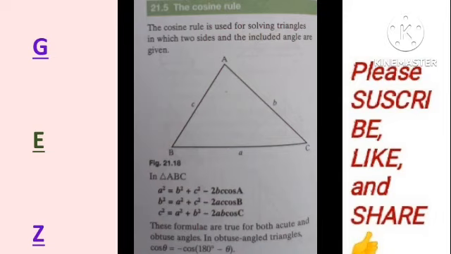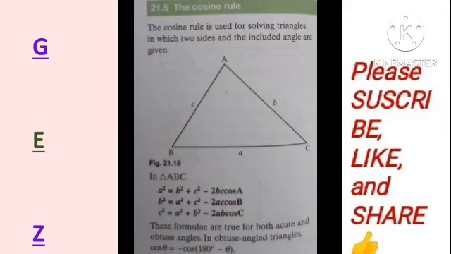So you can see that in this random triangle, this is not a right angle triangle. We have a square equals b square plus c square minus 2bc cos A. Now you can see the triangle, and then we have b square equals a square plus c square minus 2ac cos B. c square equals a square plus b square minus 2ab cos C.